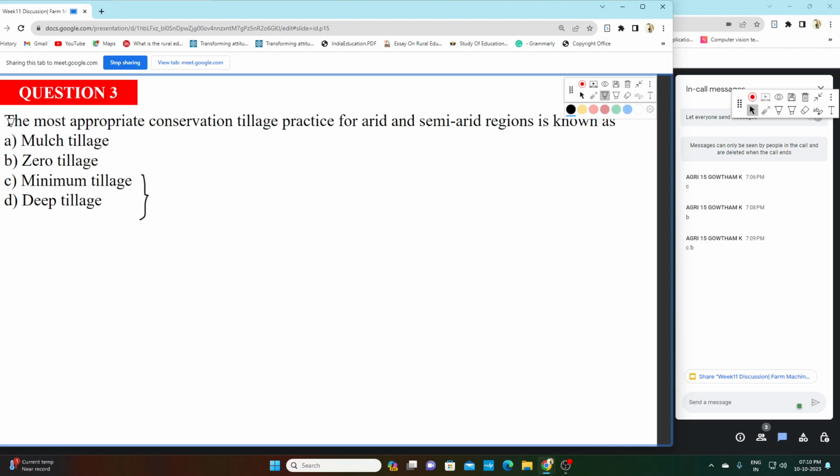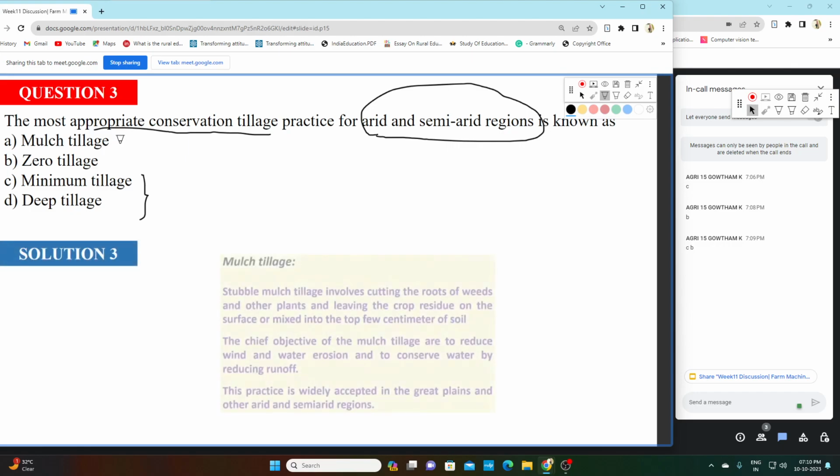So it is talking about the most appropriate conservation tillage in arid and semi-arid regions. Whenever we talk about arid and semi-arid regions, there are more chances for your soil to be carried away, due to flowing wind or due to runoff. To prevent this, we keep some of the mulch on the surface of the soil, so that is mulch tillage.